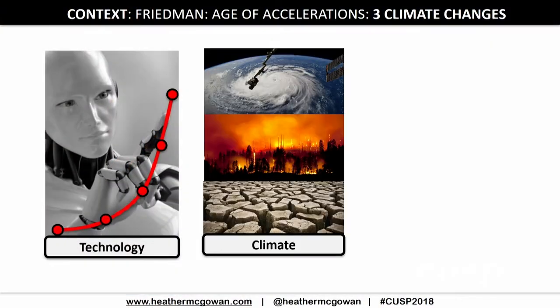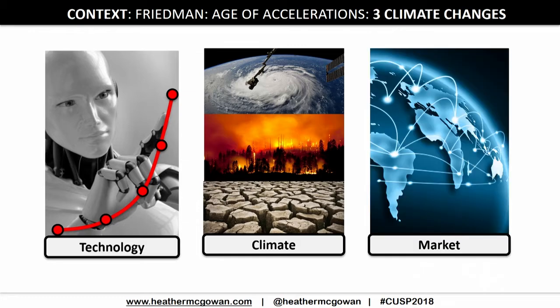And something's happening at the individual level, and I think this is why humans are under stress. So we're in the age of accelerations. I have the good fortune to have crossed paths with New York Times' Thomas Friedman about 4 or 5 years ago, and we speak regularly. He says that we're going through 3 climate changes at once: the climate of technology, the climate of the climate, and the climate of the market.